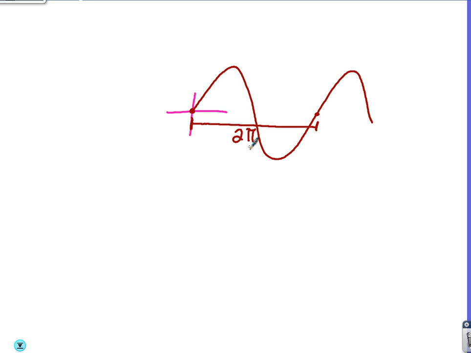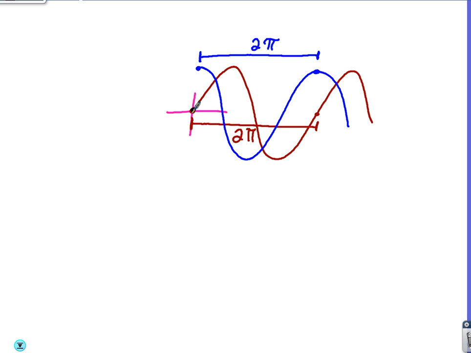Cosine does the exact same thing. Let's do cosine in blue. Cosine of 0 is 1, and then it comes down, dips down, goes back up. Here's cosine. Same deal. Period is how long it takes for that function to repeat. The period for cosine is also 2 pi. That's very important information.